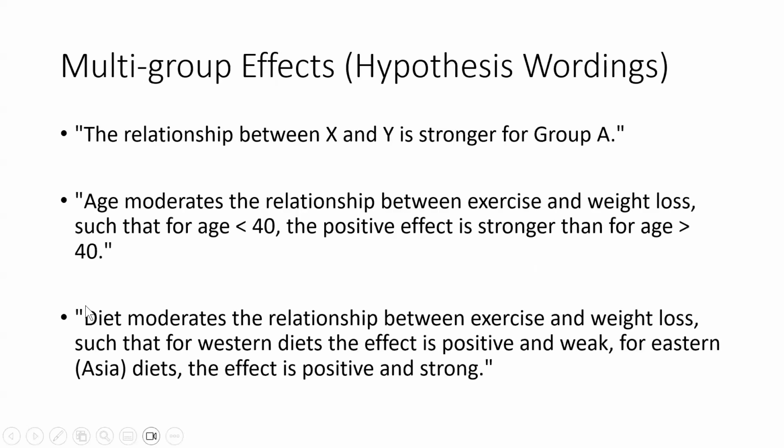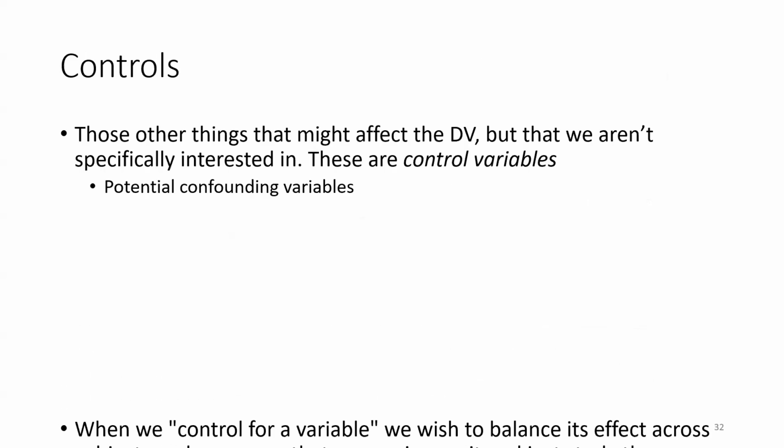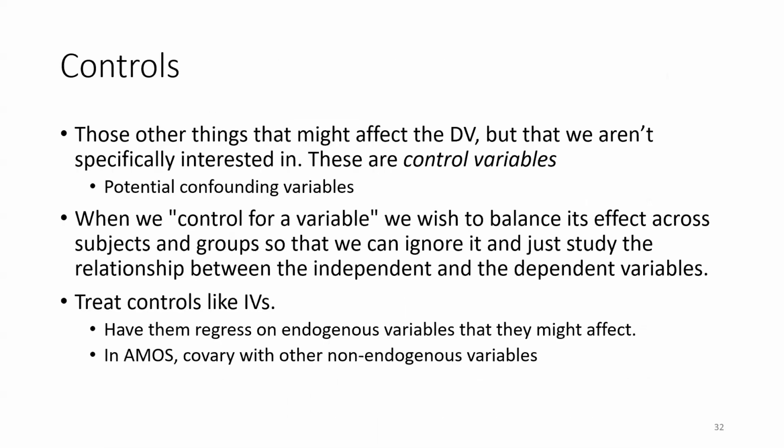So we have to split the group. Like here, age moderates the relationship between exercise and weight loss, such that for age less than 40, the positive effect is stronger than for age greater than 40. Okay, that was a little complicated. If you look at the first hypothesis, that is quite easier. The relationship between X and Y is stronger for group A, or stronger for male or for female, like that. This example also I have given you. This data has already been shared with you.